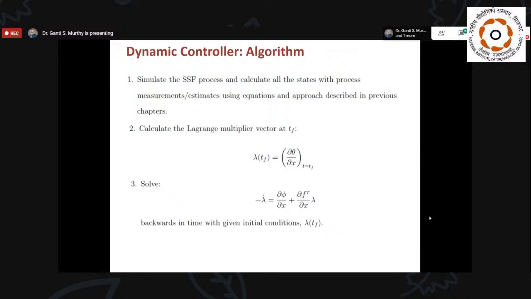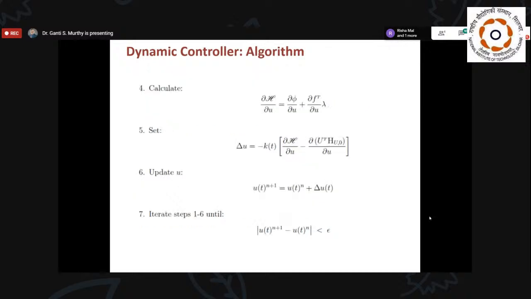So we use the Lagrange multiplier vector, lambda at TF. We calculate that using del theta by del x at TF, using the x values. So we can calculate that. Once we calculate that, we solve the Lagrange differential equation: minus lambda dot is equal to that equation there, backwards in time. So we go from TF to T0 for solving this lambda dot, for getting the lambda values. Once we have solved, we have all the state information from T0 to TF. We also have all the lambda parameter values from T0 to TF.